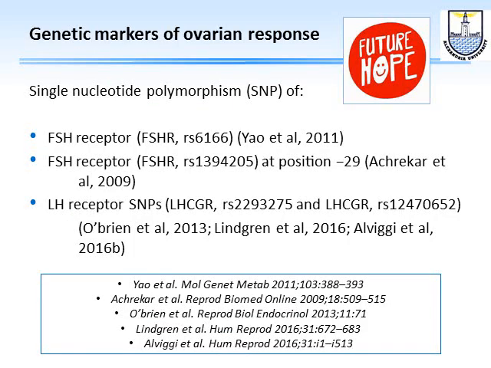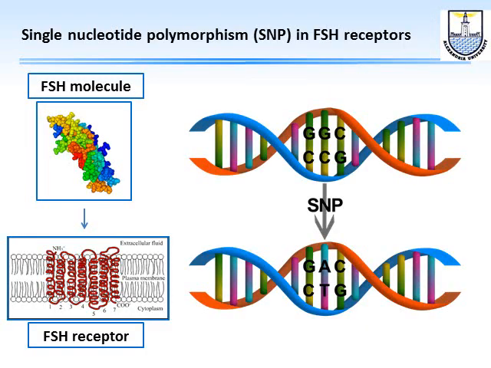But there is hope, at least in a subgroup of patients. And this comes from the genetic markers of ovarian response. We know from many studies shown here that there is single nucleotide polymorphism in the FSH receptor. This is the FSH receptor on the left side. It is embedded in the cell membrane of the ovarian cells.